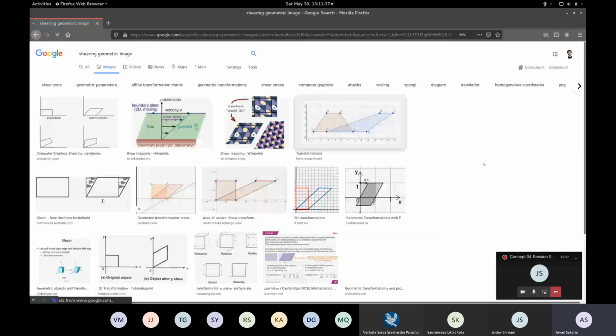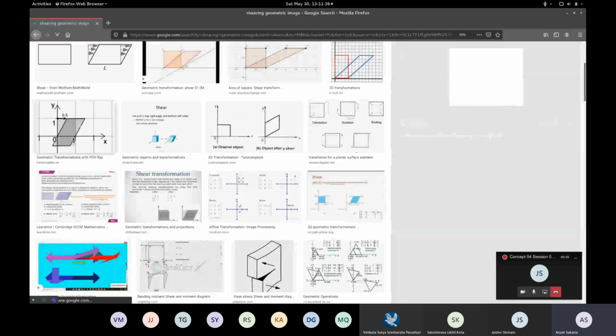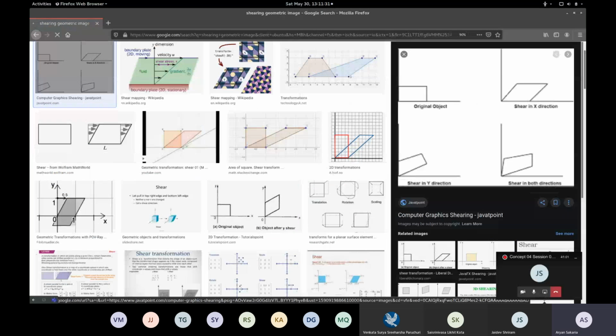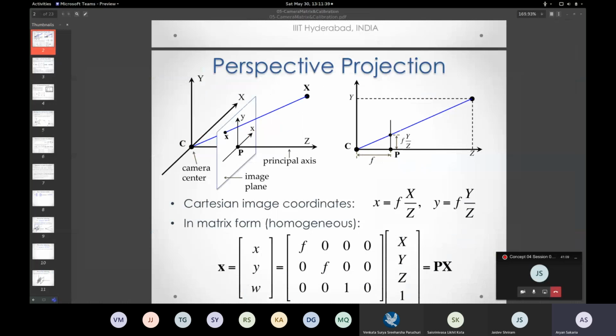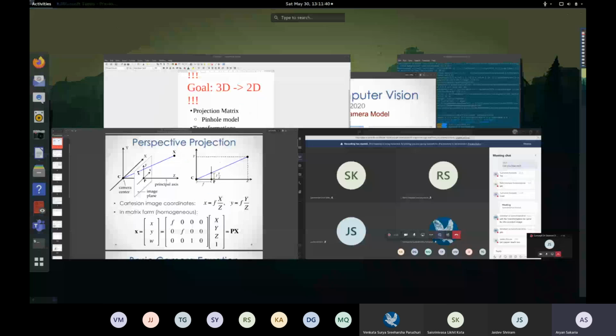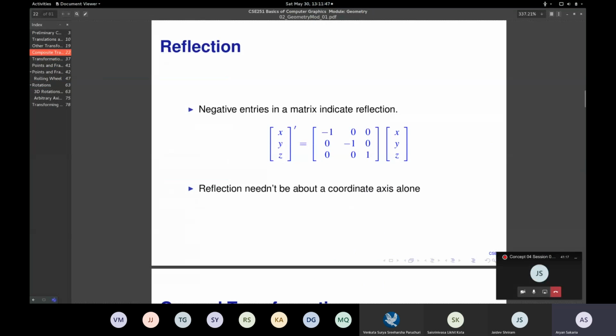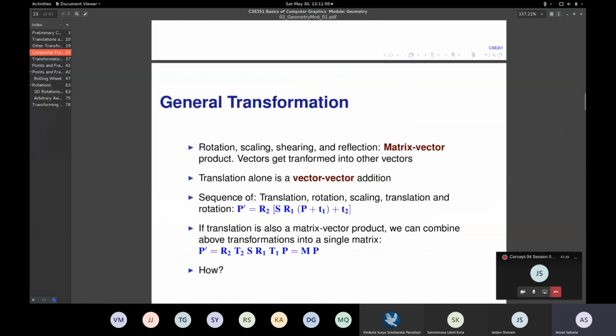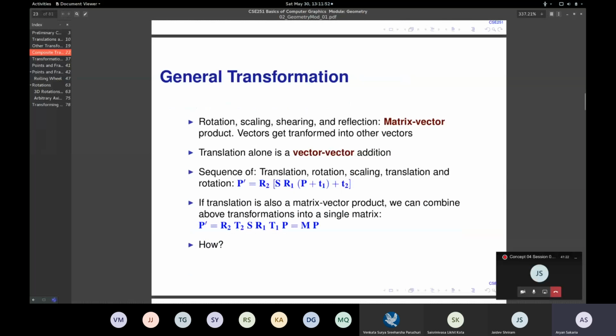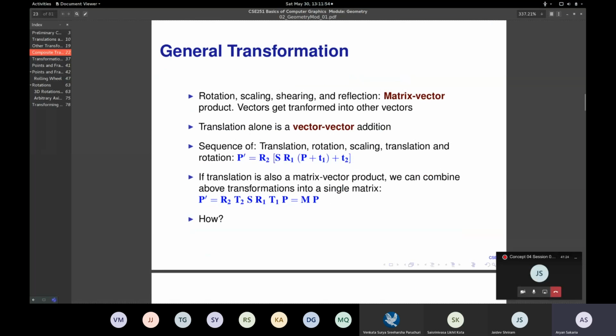Yeah, so something like this, right? Shear in the X direction, shear in the Y direction, and shear in both directions. So it's something like this. Again, all of this, we don't really focus on. Reflection is where you just reflect about some axis. Okay, so now this is what we care about.